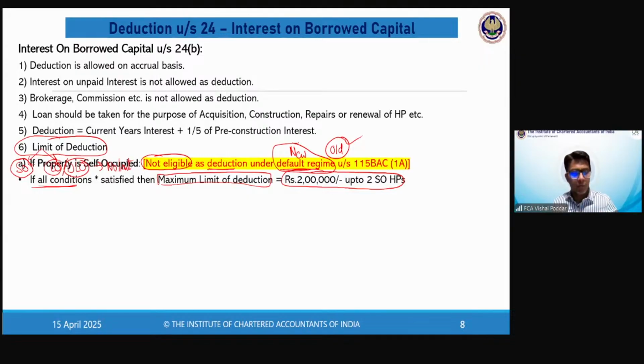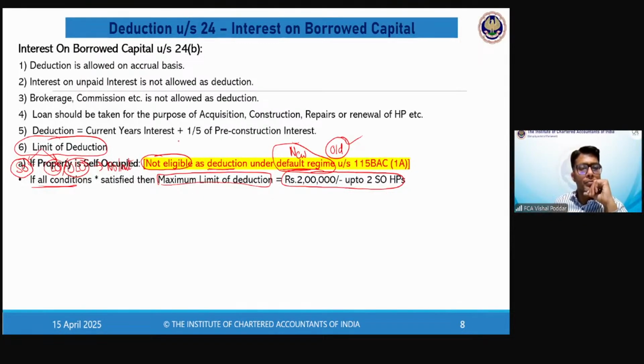So you may have one self-occupied, you may have 2 self-occupied, but the maximum amount will be 2 lakhs for both properties combined. It is not 2 lakhs per HP. Remember this, 2 lakhs is not per HP. So if you are having 2 self-occupied HPs, I will give you 2 lakhs, which will be total for both self-occupied HPs combined. I hope you are getting this point. There is no confusion up to this stage.